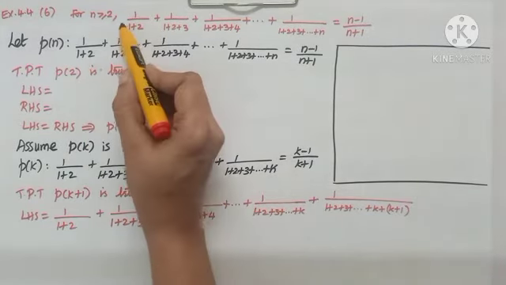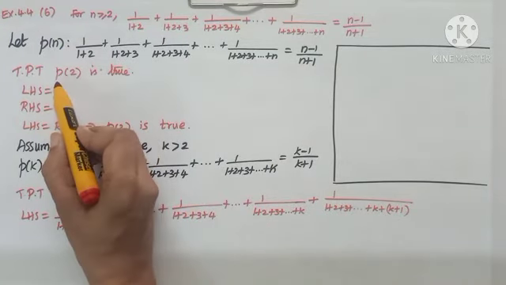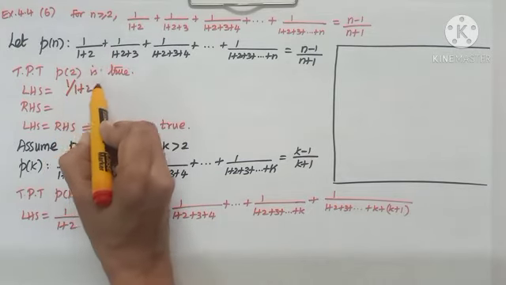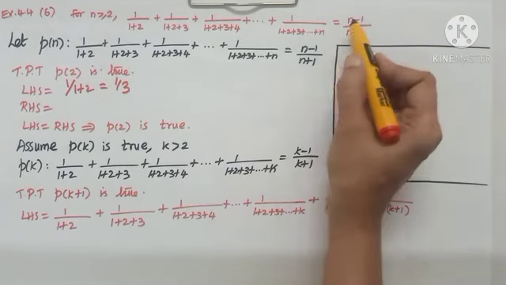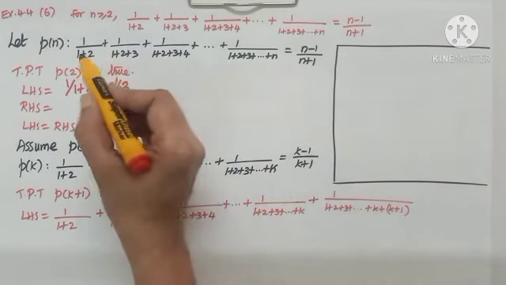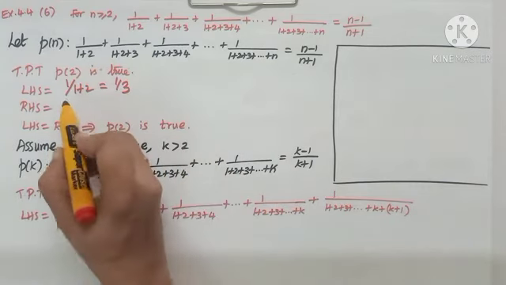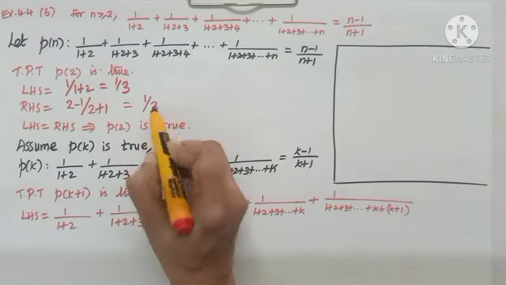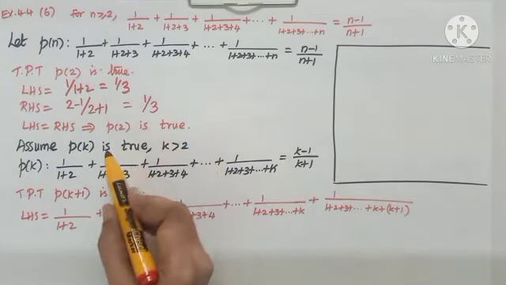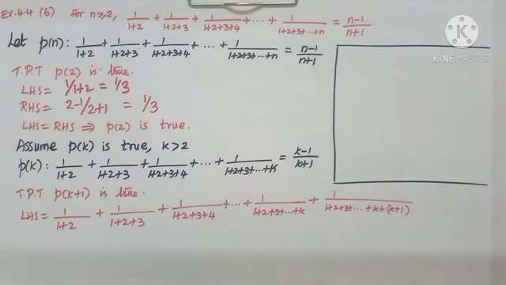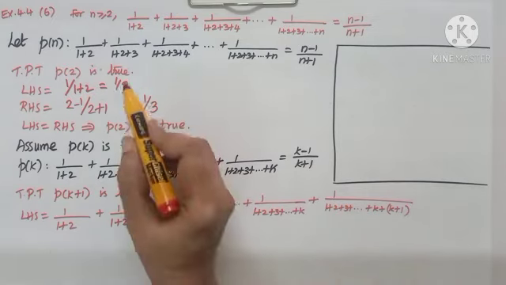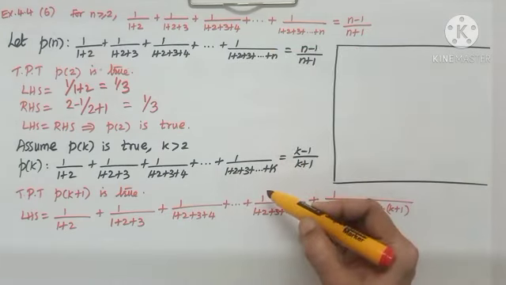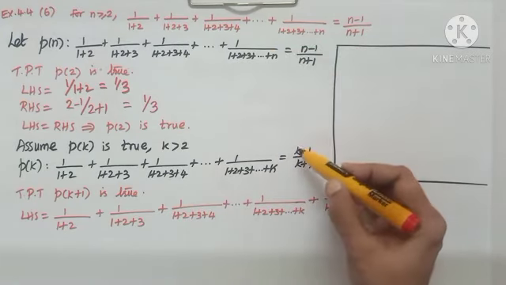So, let us take the statement as P of n. Start by proving P of 2. The very first term 1 by 1 plus 2, that is 1 by 3. In the RHS, wherever n is coming, put 2 because we are starting with 2. So it becomes 2 minus 1 by 2 plus 1, that is again 1 by 3. LHS equals RHS implies P of 2 is true. Assume P of k is true where k greater than 2. The same statement you can copy, wherever n is coming, replace it with k.